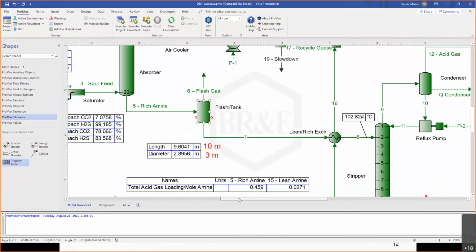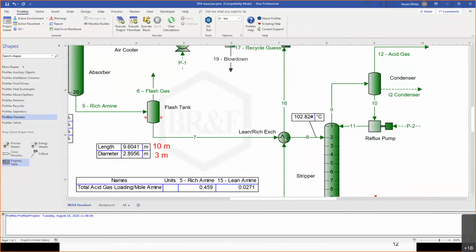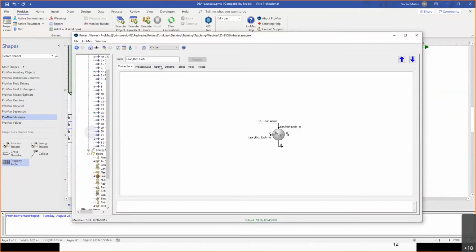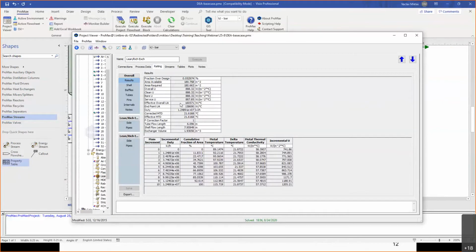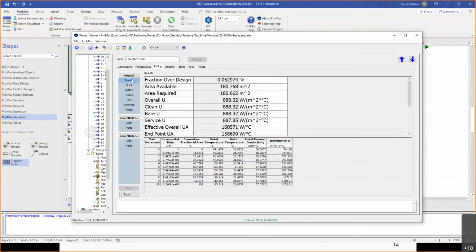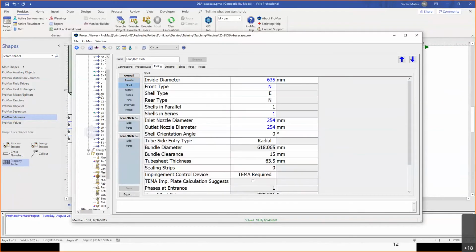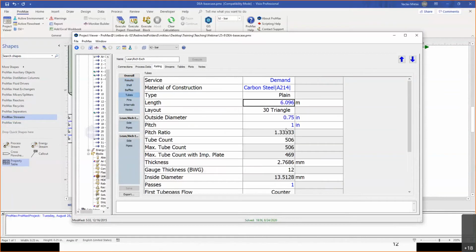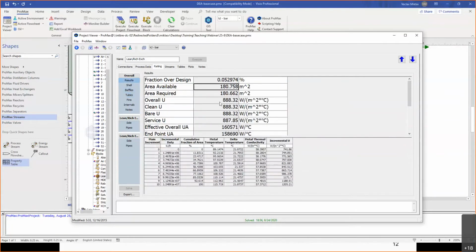If we move on to the lean-rich heat exchanger, and I double click into it and go to the rating tab, you will see that we have the geometry of this shell and tube heat exchanger here. It is something like 0.6 meters in diameter. We have 6 meter long tubes plus heads. So we have this one pass shell and tube heat exchanger, just one shell. It's fairly simple. And based on the geometry we have here, ProMax is able to calculate the area available.